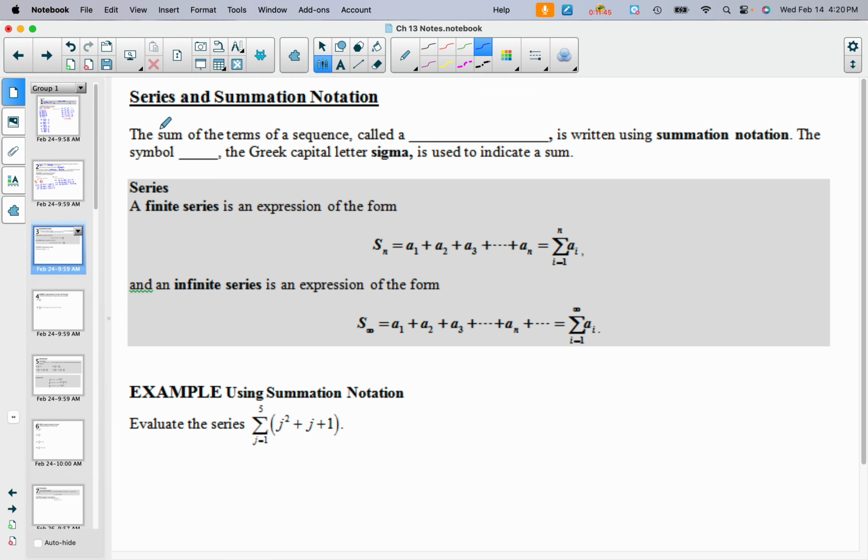Now, series and summation notation. We have this notation that we use. Summation just means you're going to add. You're going to add something up. The sum of the terms of a sequence is called a series.